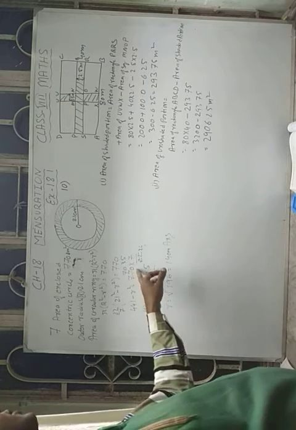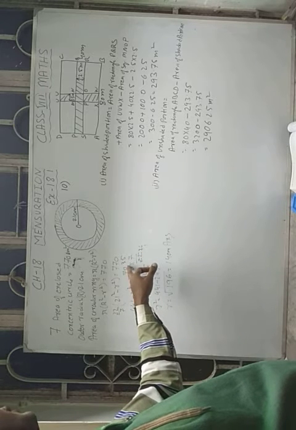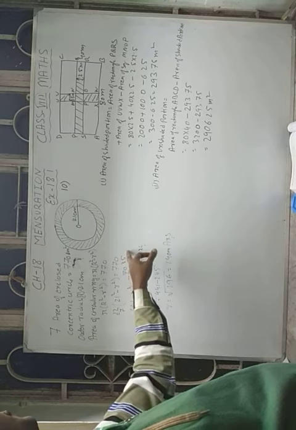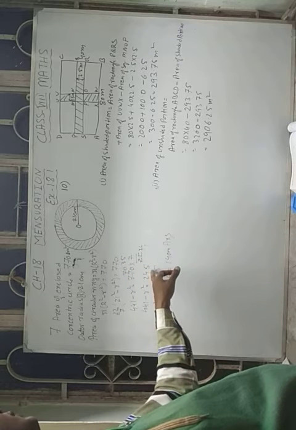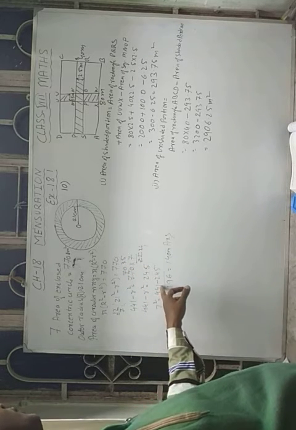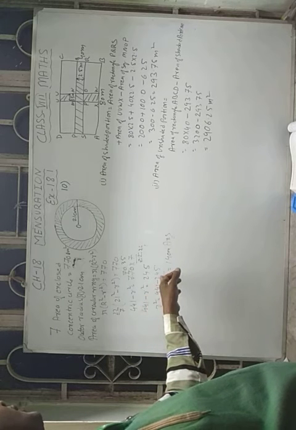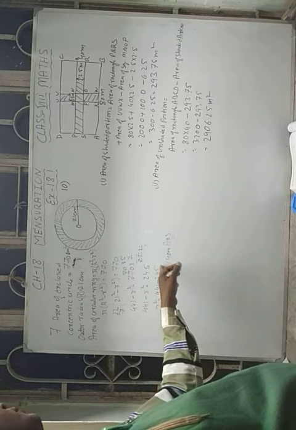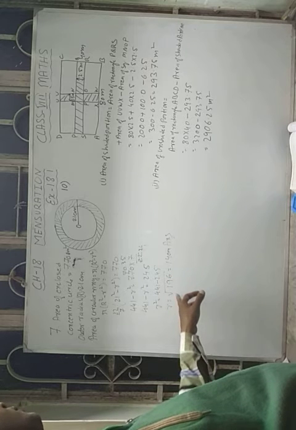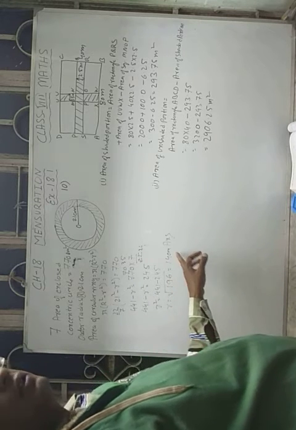Now you do the cancellations. 11 2s are 22, 11 7s are 77, and 0 70. So 2 1s are 2, 2 35s are 70. So 35 into 7 is equal to 245. Therefore, r square is equal to 441 minus 245, when you take it to the left hand side. So that is equal to 196. Therefore, r is equal to square root of 196, that is equal to 14 centimeter only.